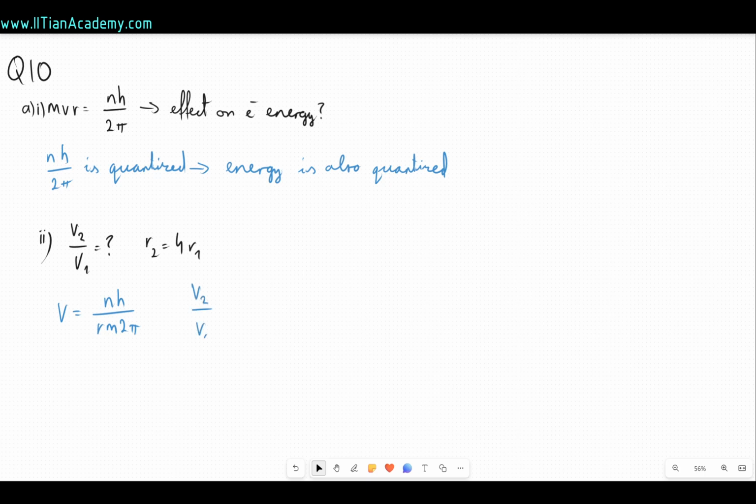So v2 over v1 will simply be n2 over r2. So at this point, we're only looking at this part of the equation, over n1 over r1. So this is simply going to be n2 r1 over n1 r2. So what we can do here is, we know n2 over n1 is 2, because at n equals 2 and n equals 1, and r1 over r2 is 1 over 4. So this will give us 1/2.